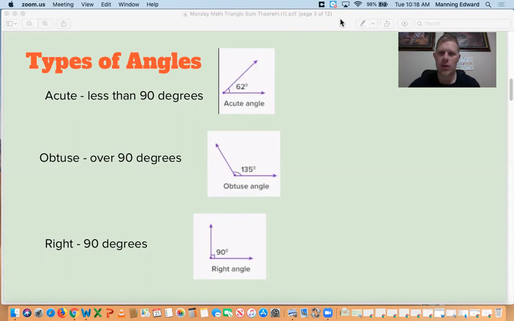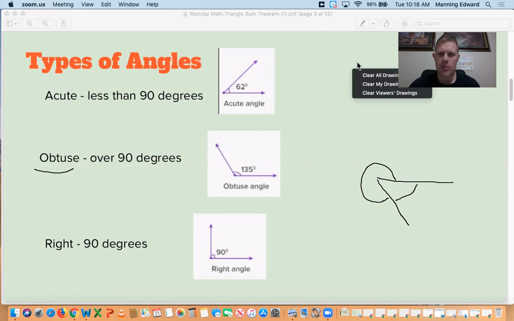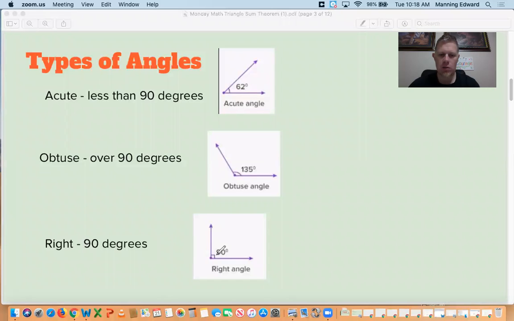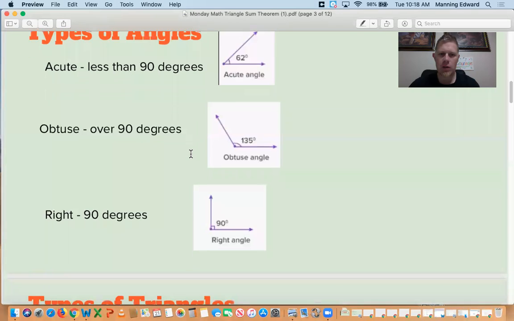So even something like this: if I have a line here, supposed to be a straight line, and I have an angle, that ends up being an acute angle there, but you could argue that this, all the way around, would be an obtuse angle. Most people, when they look at it, are going to say this is an acute angle. Now we also have a right angle, which is exactly 90 degrees. All right, now let's continue on here.